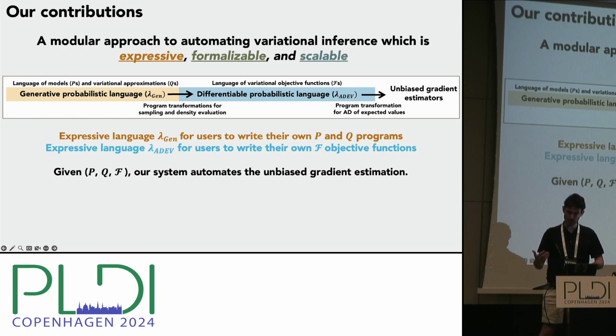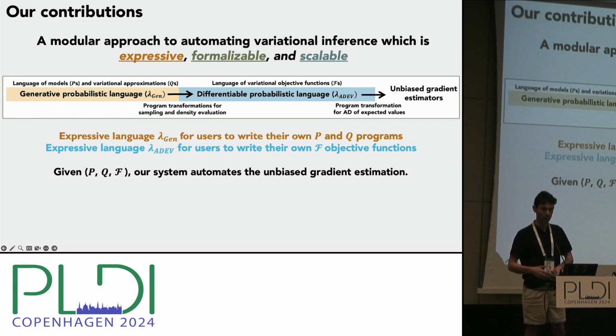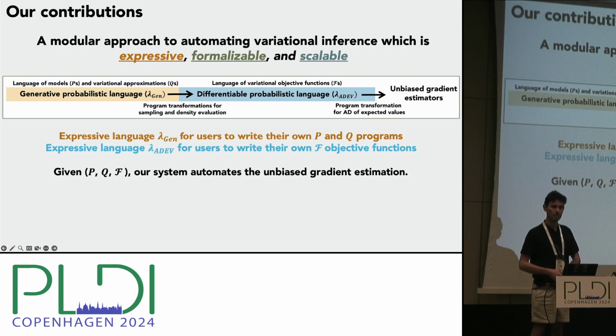We support a large space of p's and q's by providing a high-level generative probabilistic programming language called lambda gen, with support for expressive probabilistic programming features like tracing and stochastic control flow. Users can utilize this language to author their own model and variational approximation programs, these p's and q's I was just talking about.